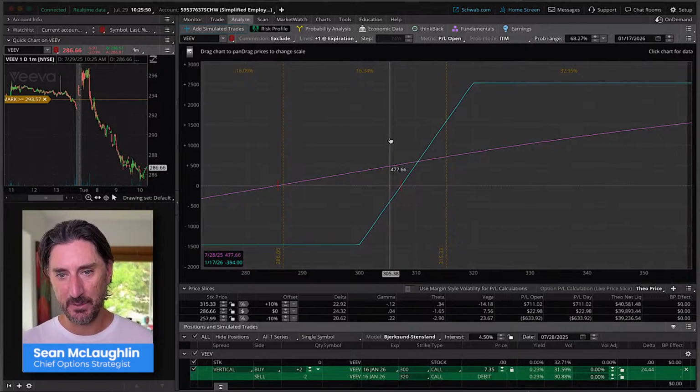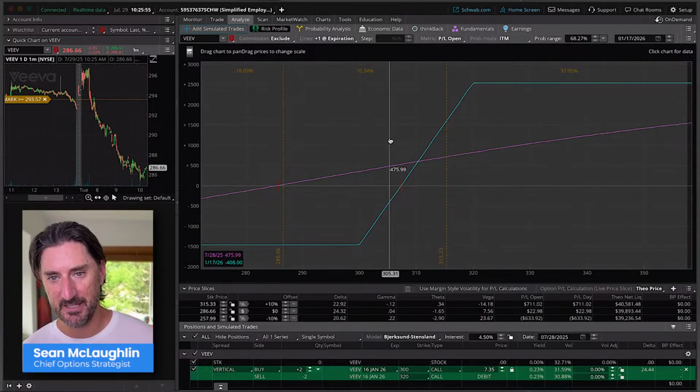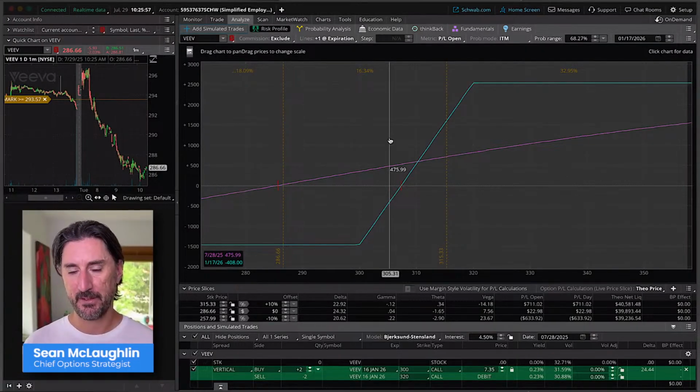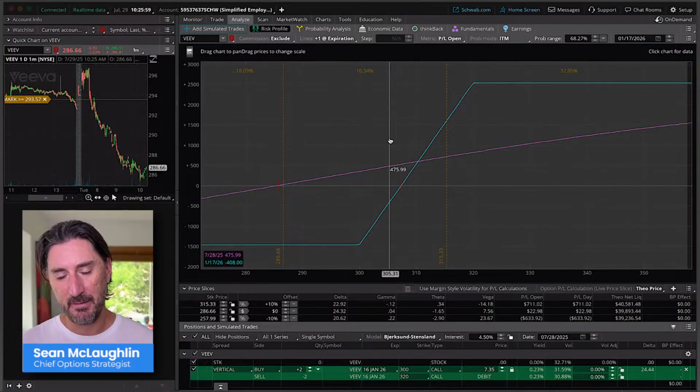If it got there today, which it won't, but if it got there today, I'd be sitting on $475 of open profit if I bought a two lot. Okay. I'll be sitting on probably a little bit more. Well, who knows? We don't know. There's a lot of factors that come into play here: how much time decay has happened, how much volatility has changed.